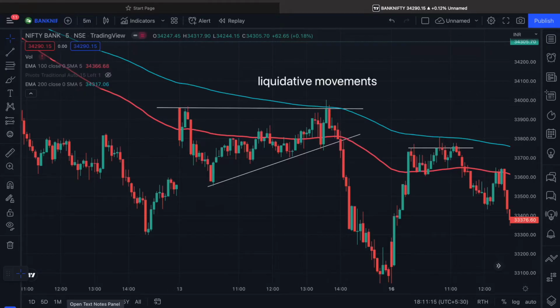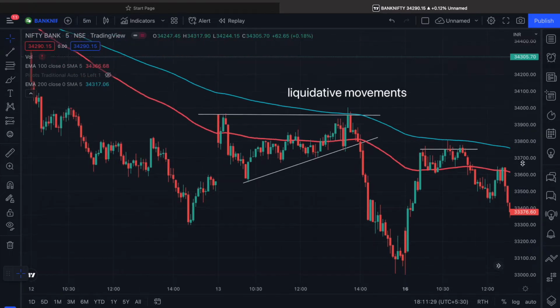Traders, in this video we shall be discussing liquidative movements in intraday Bank Nifty trading. So let's have a look at it without further delay. First of all, you can see what I have is my 5 minutes time frame on Bank Nifty.